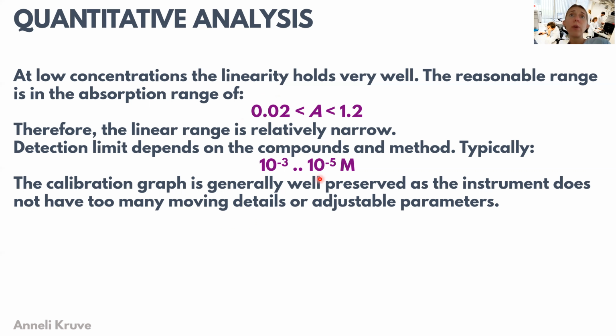And usually this corresponds to the concentration range of about millimolar to 0.01 millimolar. But this depends on the compound and how large the molar absorption coefficients are for these compounds. And also, it depends on the wavelength that we use. Usually the linear range is not very wide, so measuring samples which have very wide concentration range might require concentrating or diluting the samples so that the samples actually fit in this relatively narrow concentration range.